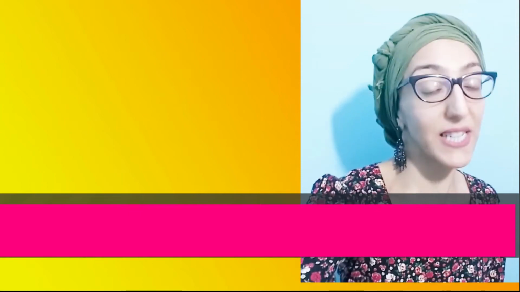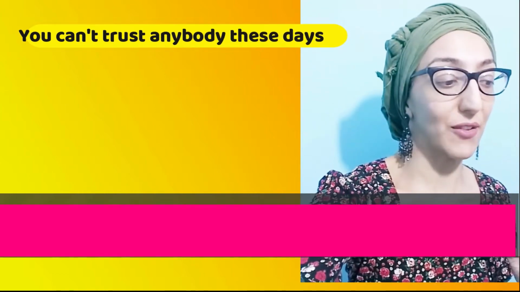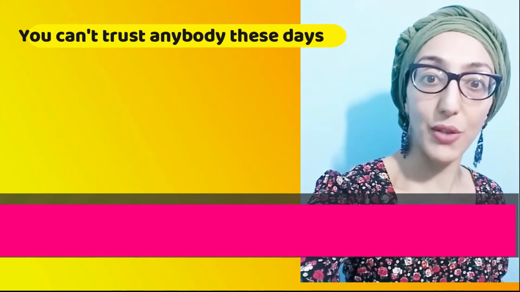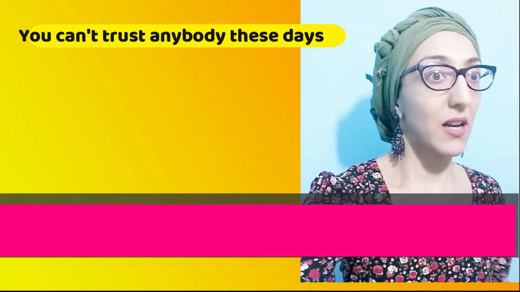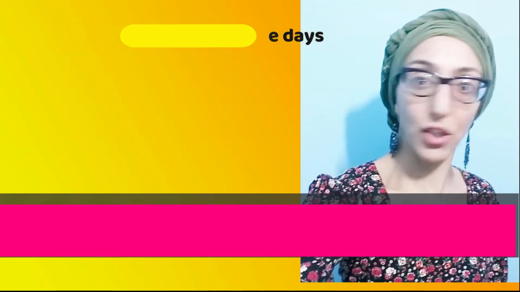Okay, so expression number 3 is you can't trust anybody these days. This is very common, okay? It can be related to anything. You might want to count your change and you might say, you can't trust anybody these days. They don't give you the right change, okay? You can't trust anybody these days.